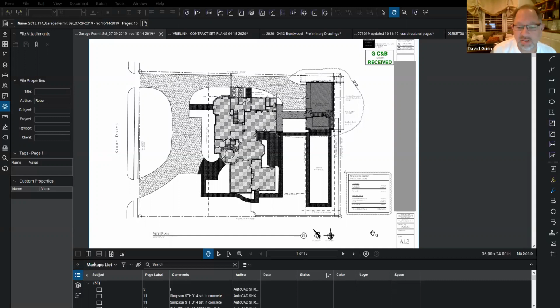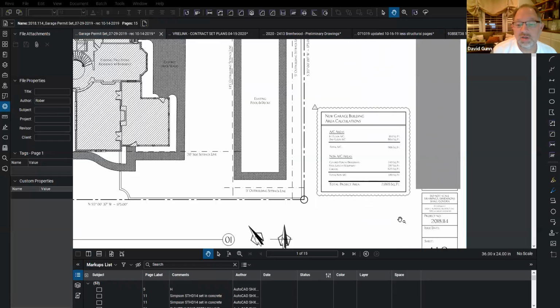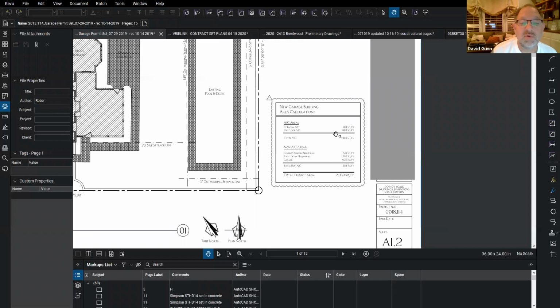Site plan pages sometimes show us, I'm going to zoom this in a little bit, square foot calculations. So for example, here is the square footage calculations for this new garage. This is actually required where we're building for permit. They require knowing that as part of the permit process.